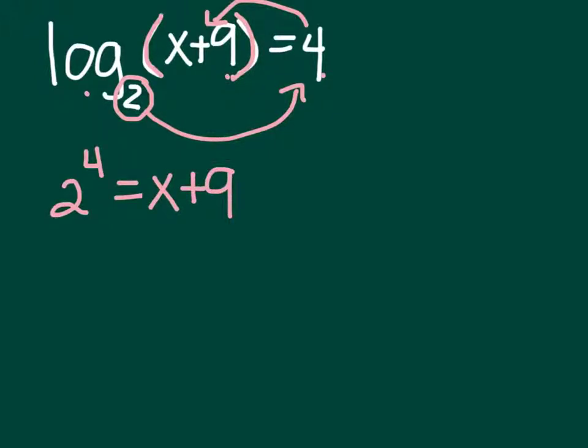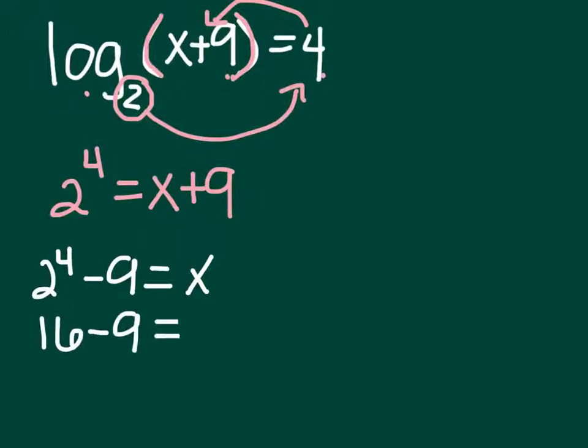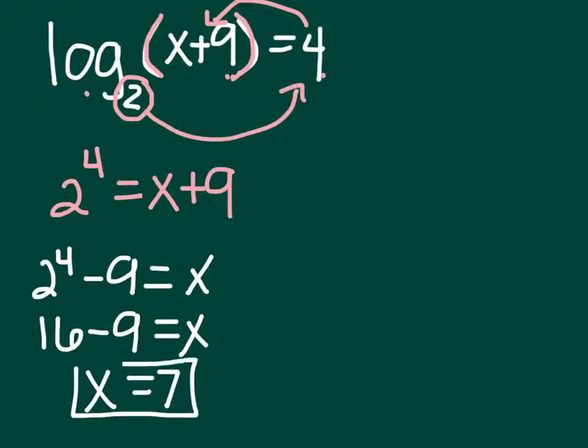So now in order to solve for x, we need to take 2 to the 4th power and then subtract 9. And 2 to the 4th minus 9 is going to be, well, 2 to the 4th is 16. 16 minus 9 is 7. So it's a different answer than when we didn't have the parentheses. So those parentheses are very important.